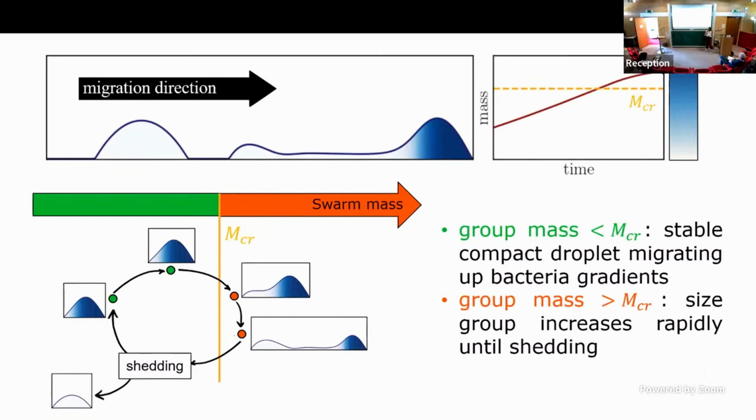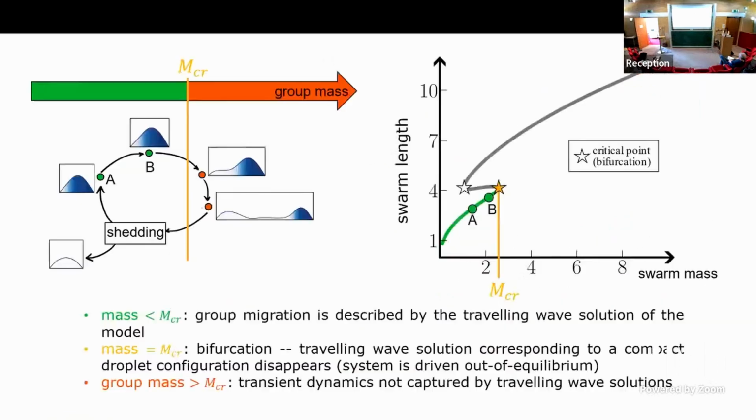And then it goes back into the cycle. And so, what is this critical mass? Can we kind of have an angle on it? What we do is that we actually study traveling wave solutions of the system.